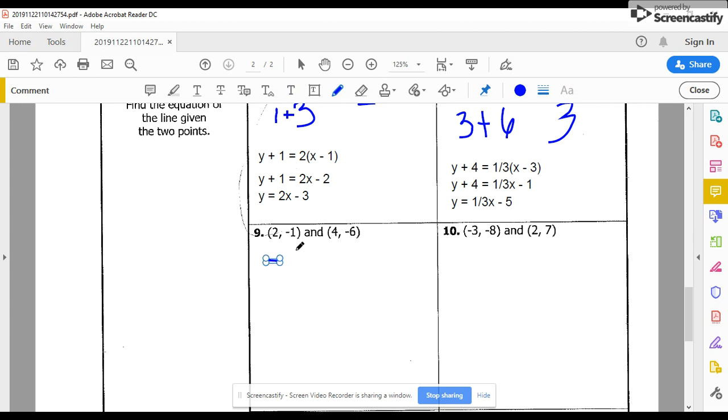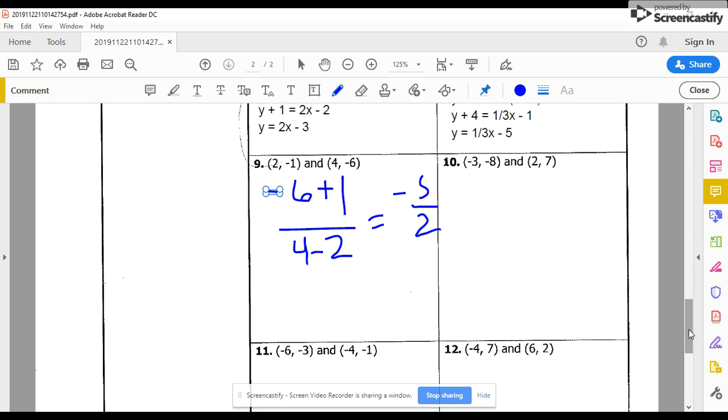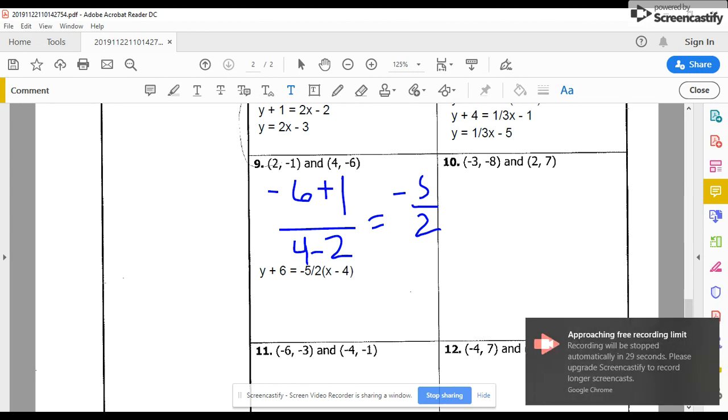Okay, negative 6 minus a negative 1 is negative 6 plus 1, so that's negative 5. And then the bottom, 4 minus 2 is 2, so our slope is negative 5 over 2. It looks like an S. And I'm just going to stick with the second point because that's what I'm used to doing. Y minus a negative 6, so y plus 6 equals negative 5 halves, x minus 4.